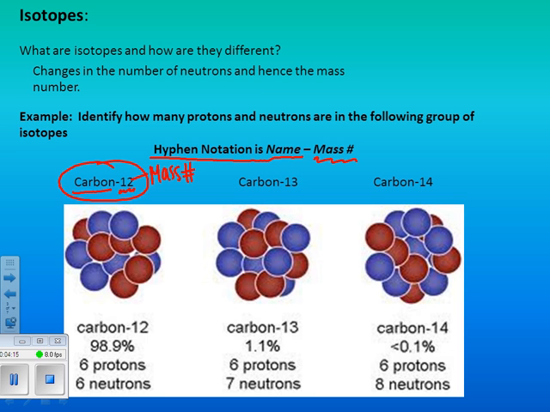Then we know the number of protons, because remember, protons identify an element. We can go to carbon, and the number of protons, which is 6, will never, ever change. If you look right here, 6 protons.